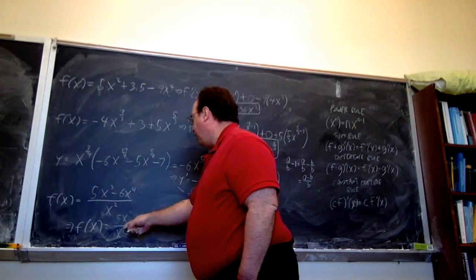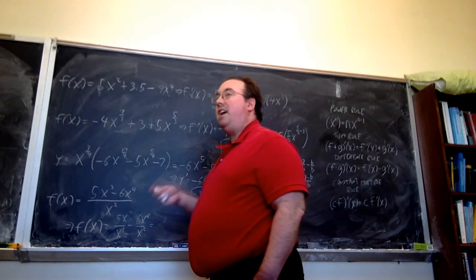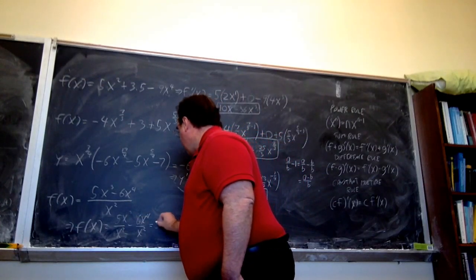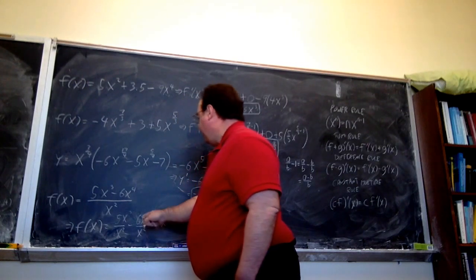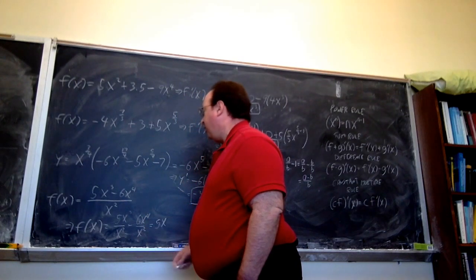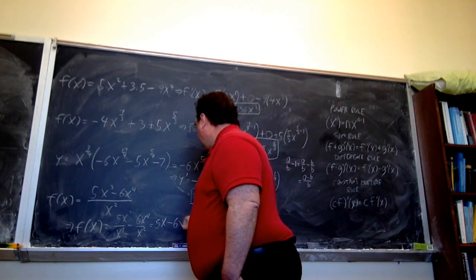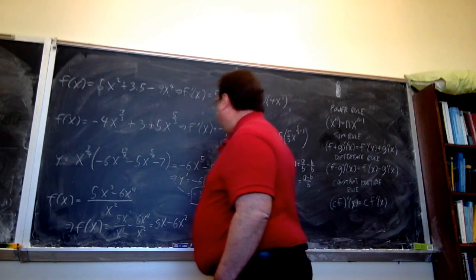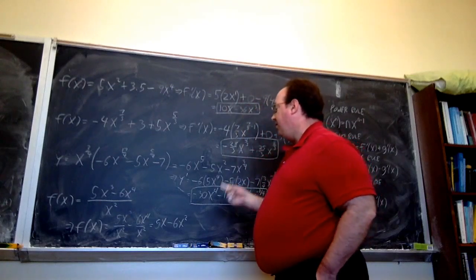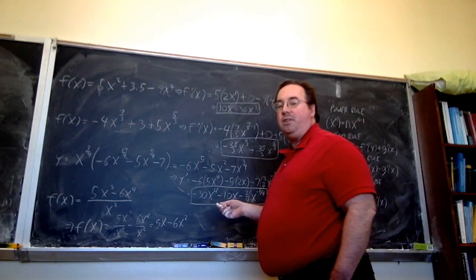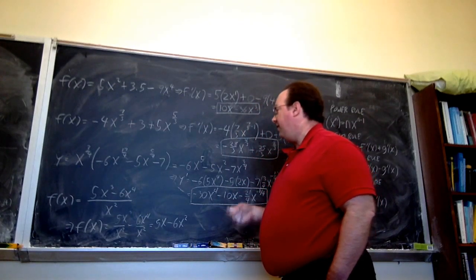So x cubed over x squared, you subtract the exponents. So you get 5x. And then for the other one, we have x to the 4th over x squared. You subtract the exponents again, and you get minus 6x squared. So now we have a difference of terms, a difference of functions, so you can take their derivatives and subtract those.